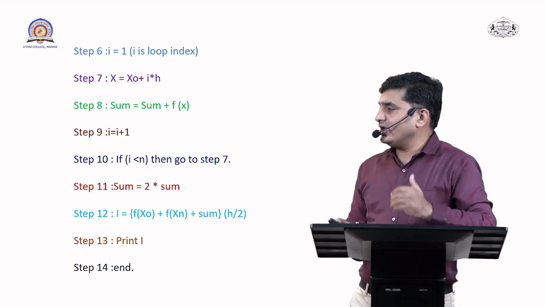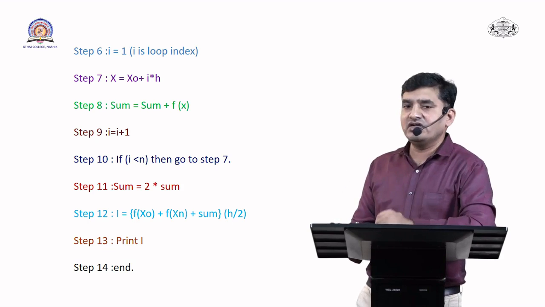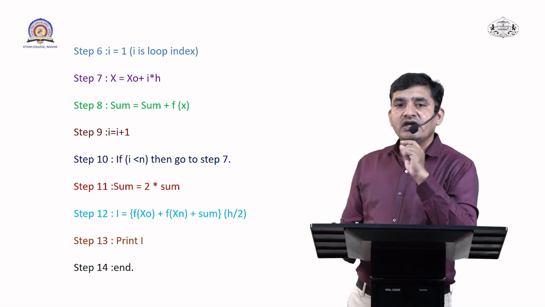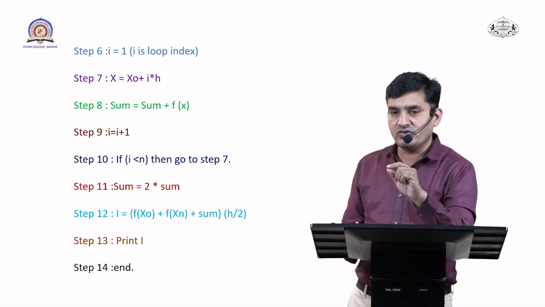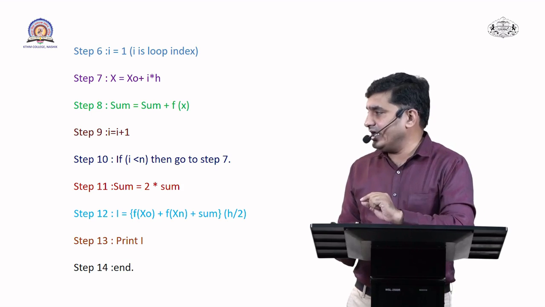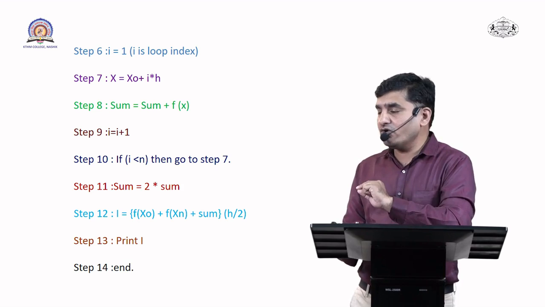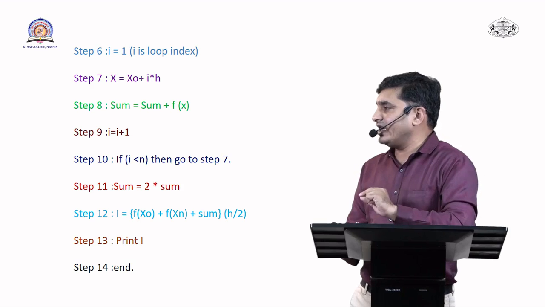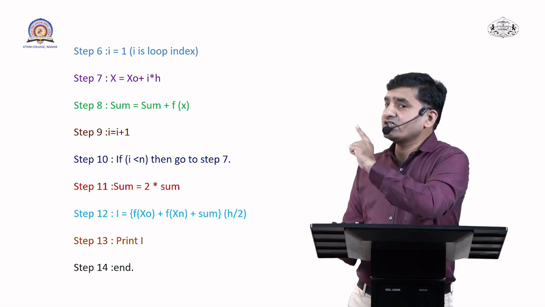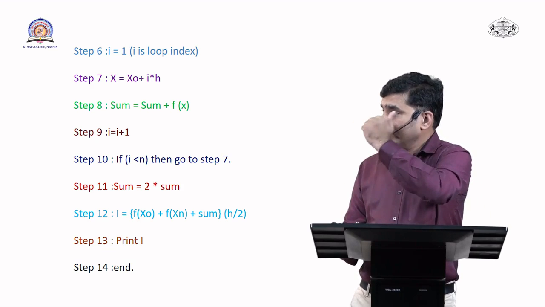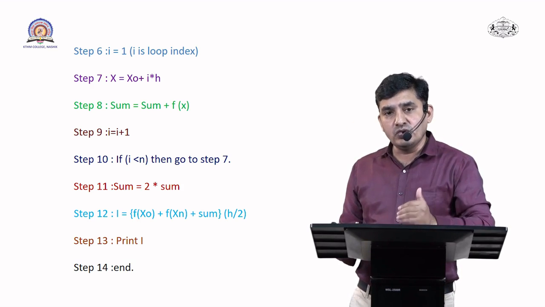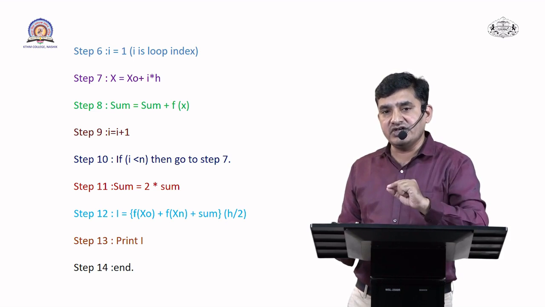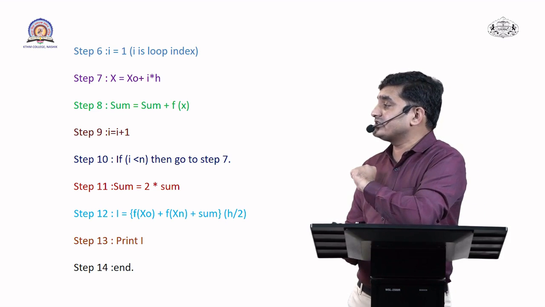Then step 12: the integration I is equal to f of x0 plus f of xn. F of x0 means y0, f of xn means yn. So f of x0 plus f of xn means y0 plus yn, plus a sum. Now the sum we calculated in the above step, that is 2 in bracket y1 plus y2 plus y3 and so on up to yn minus 1.